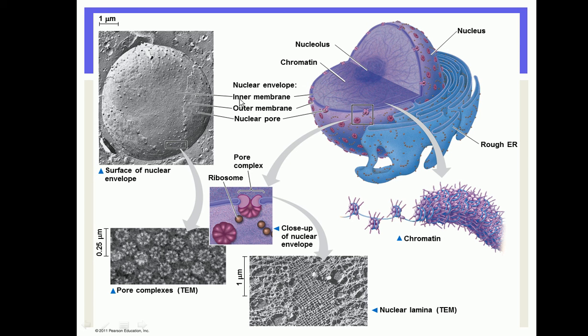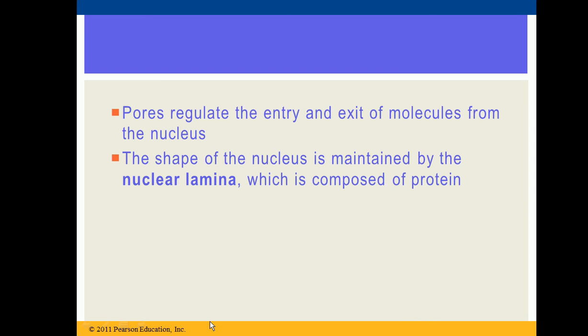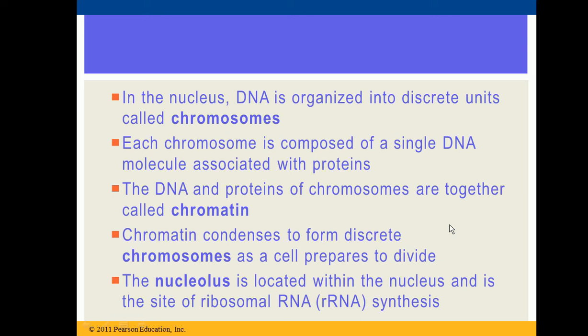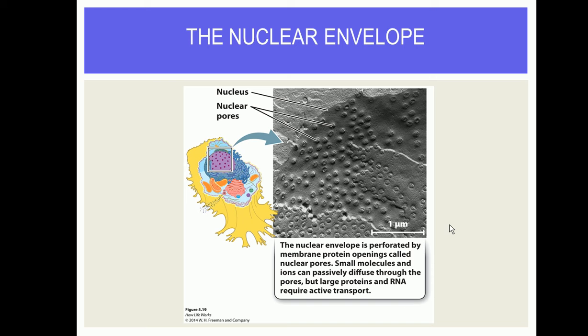So you can see here, this is the nuclear envelope. It has an inner membrane, it has an outer membrane, it's bilayered. There are some pores here, and this is the chromatin. And the nuclear envelope is supported by the nuclear lamina, which is a network of proteins. So the shape of the nucleus is maintained by the nuclear lamina, which is composed of protein. Okay, so we talked about all these things. This is the picture taken by the electron microscope.